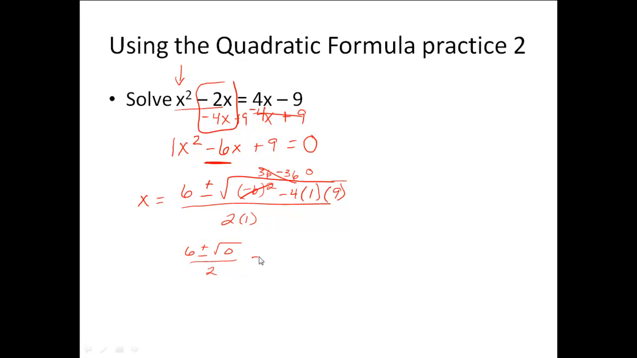Well, now my square root of 0 is also a perfect square. It's 0. So I have 6 plus or minus 0 divided by 2, and again, I ended up with all regular numbers, so I can simplify them. So 6 plus 0 would just be 6 over 2, which is 3. And then 6 minus 0, again, is 6 over 2, which is 3. So in this case, I ended up getting the same answer. I only need to write it once. So for this one, my answer would be x is equal to 3. I only have one answer for that.